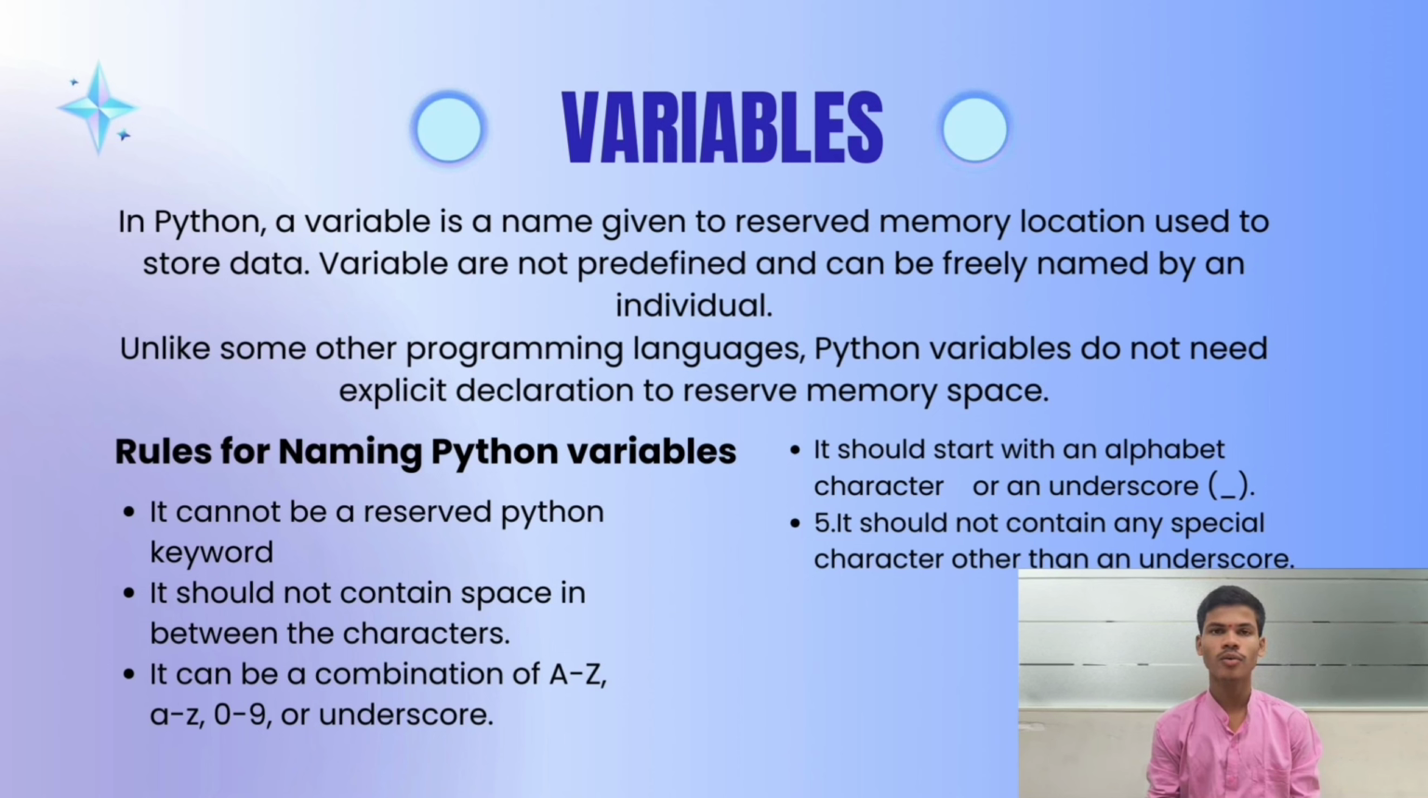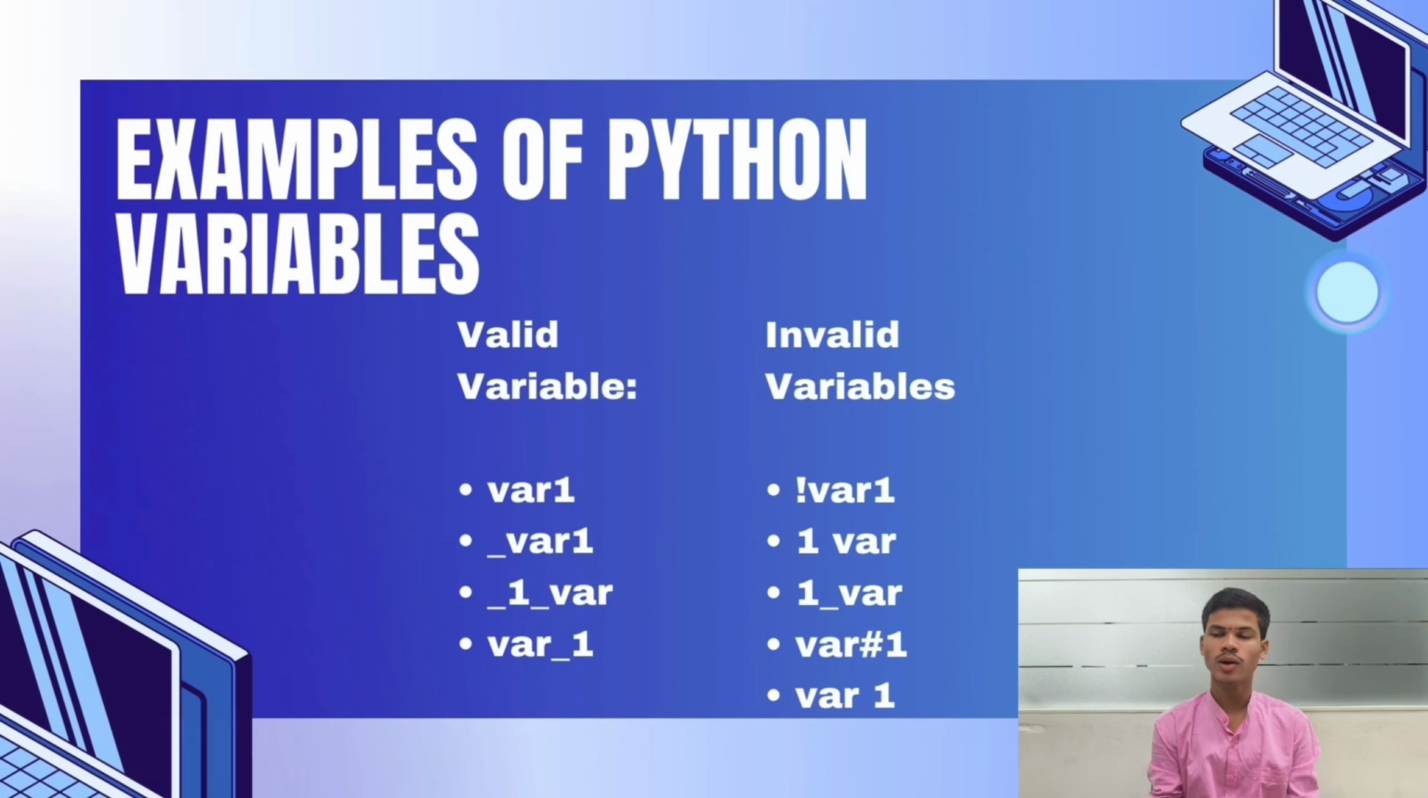So before creating any variables, we have to know some rules for naming variables. The first rule is it cannot be a reserved Python keyword. Then the second, it should not contain any space between characters. Then the third rule is it is a combination of A to Z characters, 0 to 9 numbers or the underscore. Then the fourth rule says that it should start with an alphabet or underscore. Then the sixth rule is it should not contain any special character other than underscore. Here is the list of some valid and invalid variables.